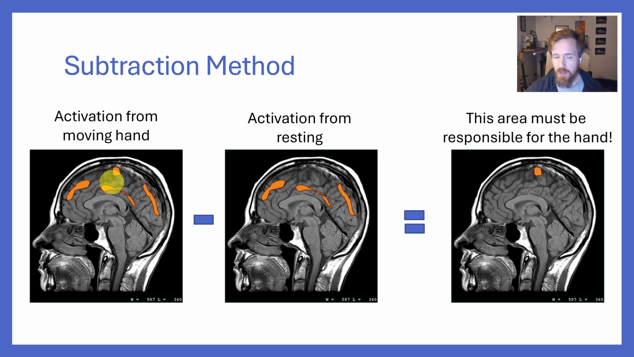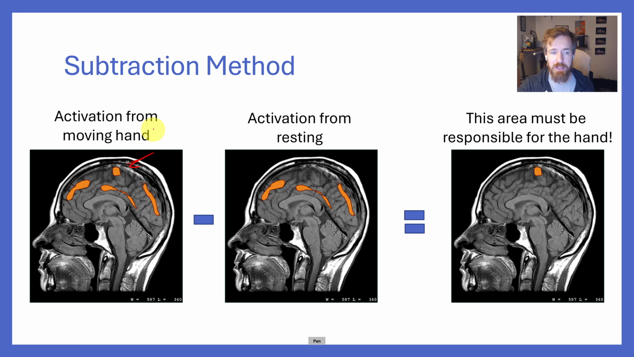And so this is what we call the subtraction method, where you take activation from doing some kind of behavioral task, and you subtract from that your control conditions. Maybe it is your activation from resting, maybe it is your activation from following some other kind of instruction, but you're going to subtract all of that other signal so that what's left must be the stuff unique to that specific behavior.